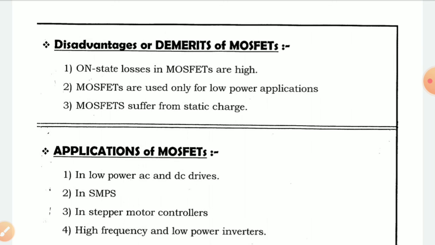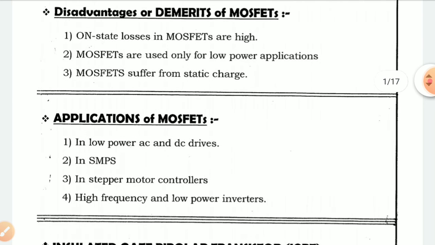But some of the disadvantages are that the on-state losses in MOSFETs are also very high. MOSFETs are used only for low power applications, so it is not suitable for high power applications. If you want high power applications, then you have to go for IGBTs. MOSFETs also suffer from static charges. Some charge is always stored in the MOSFETs, which is one of the drawbacks.